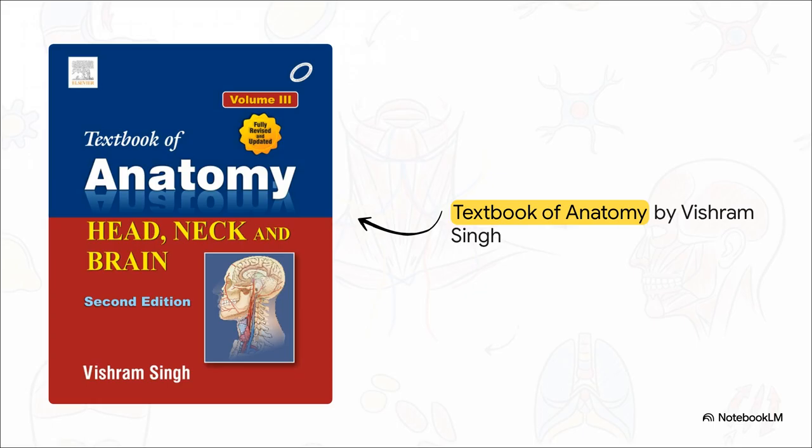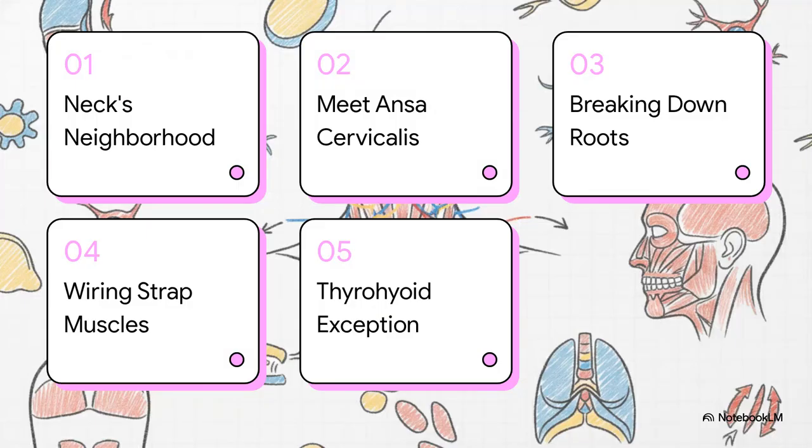To make sure our map is incredibly precise, we're pulling our diagrams and definitions straight from the gold standard Vishram Singh's textbook of anatomy. Grounding our explainer in this specific text means the pathways we trace today are exactly what you need for that high-level clinical understanding. No guesswork here. Okay, here's our quick roadmap.